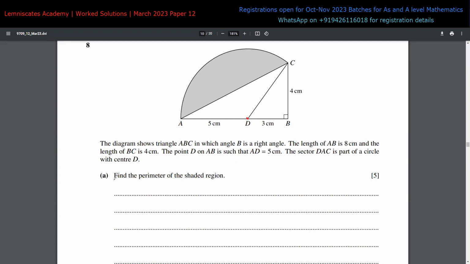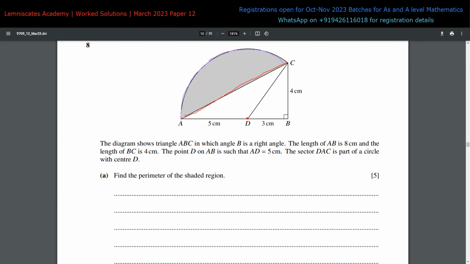So this is forming a sector which is actually a part of a circle with a center at point D. Now in the first part of question 8, we are asked to find the perimeter of this shaded region. So it basically requires us to find out the length of this AC, and then it also requires us to find out the length of this arc AC. If we are able to find this, then our job is done. We simply need to add them together to find the perimeter of this shaded region.